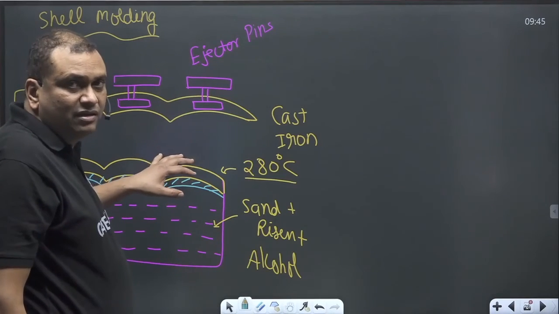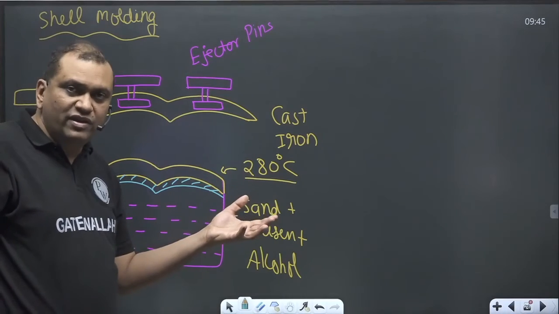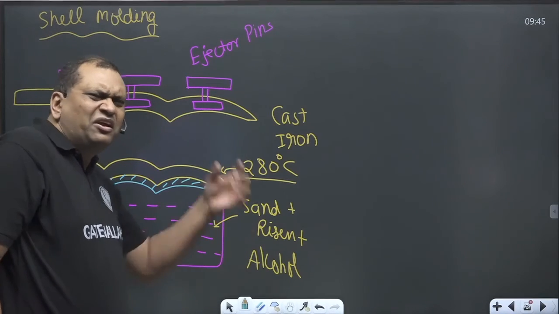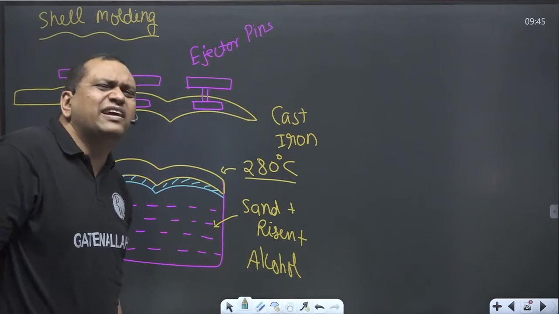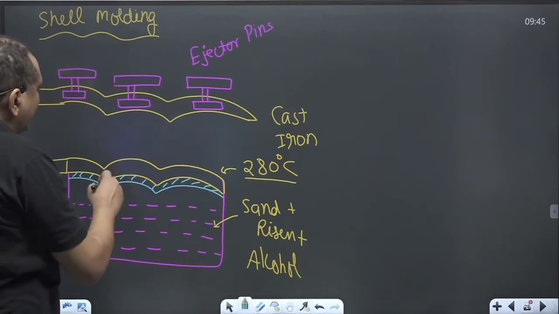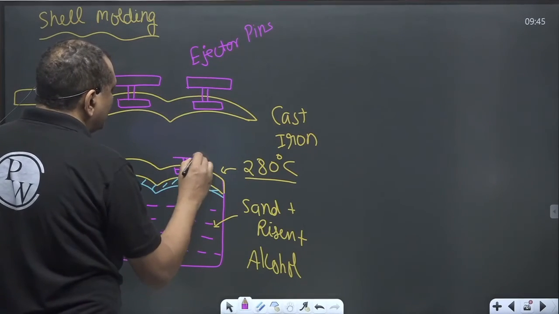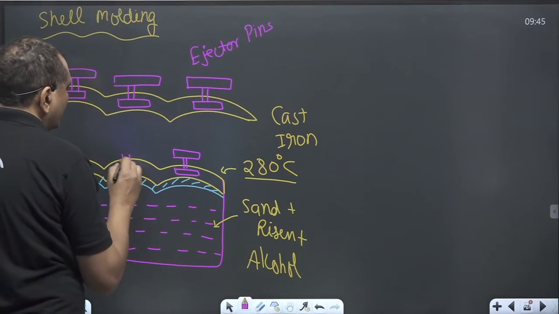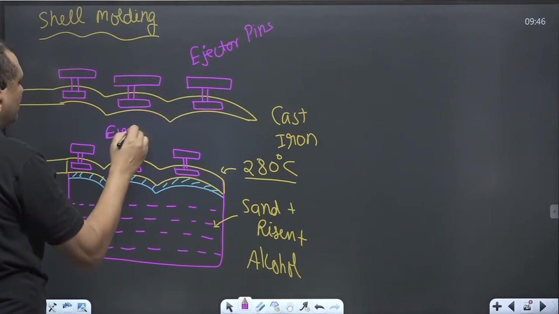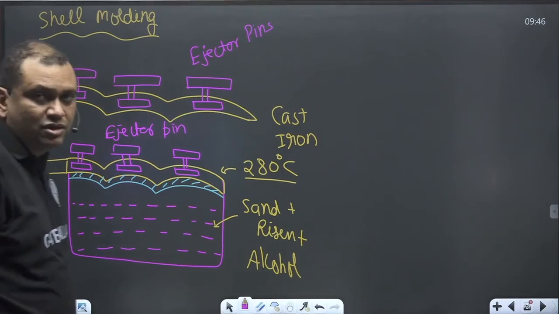Now you unclamp it and put this entire assembly in an oven. In the oven, whatever alcohol is there will burn, and you will get a very hard shell. Now you press the ejector pins, because the ejector pins are here, so that the shell will come out.